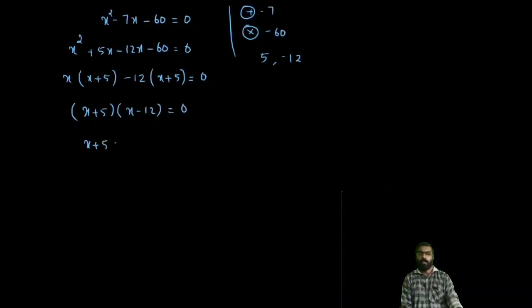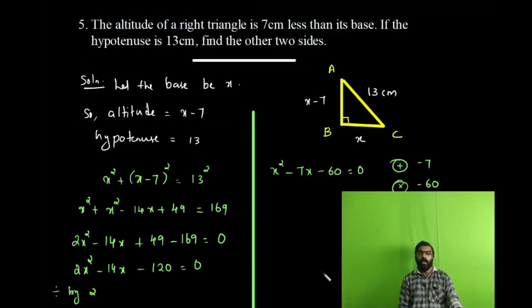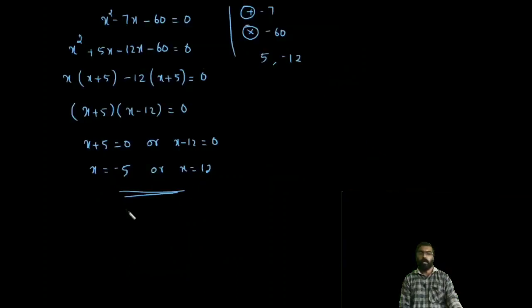That is x plus 5 is equal to 0 or x minus 12 is equal to 0. Or we can write x equal to minus 5 or x equal to 12. And here we take the base of the triangle as x, and it is a length. Being a length, it cannot be negative. So we can reject the negative value and we can take the positive value only.